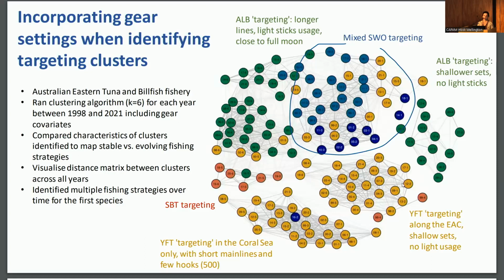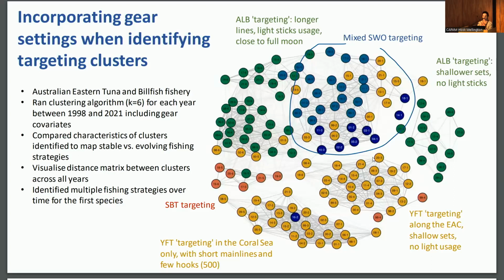And what came out is called a force-directed graph, and what it does is that it visualizes the distance between each of the clusters. So we used that because we wanted to see if we'd be able to identify fishing strategies that were constant through time versus fishing strategies that were evolving.